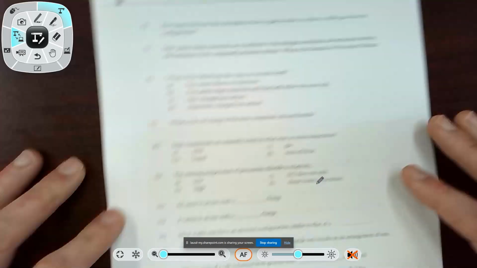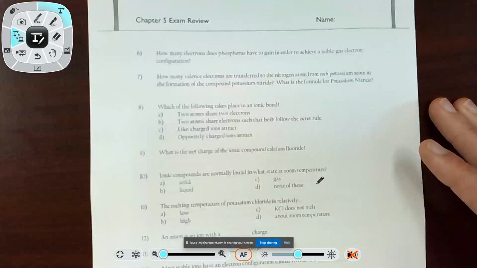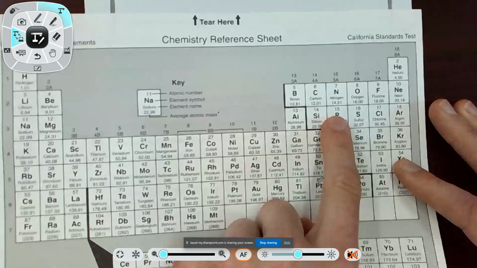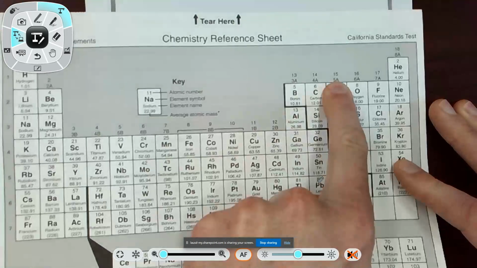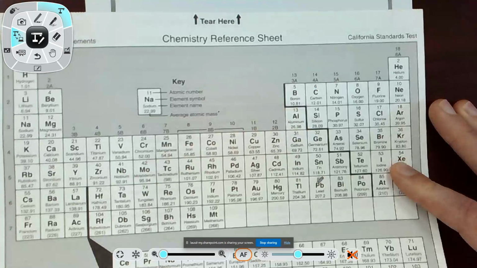Number 6. How many electrons does phosphorus have to gain in order to achieve a noble gas configuration? If we look for phosphorus, we see it is in group 5A, so it already has 5 valence electrons. To get to the stable s and p sublevels, we need 3 more, so it has to gain 3 electrons.